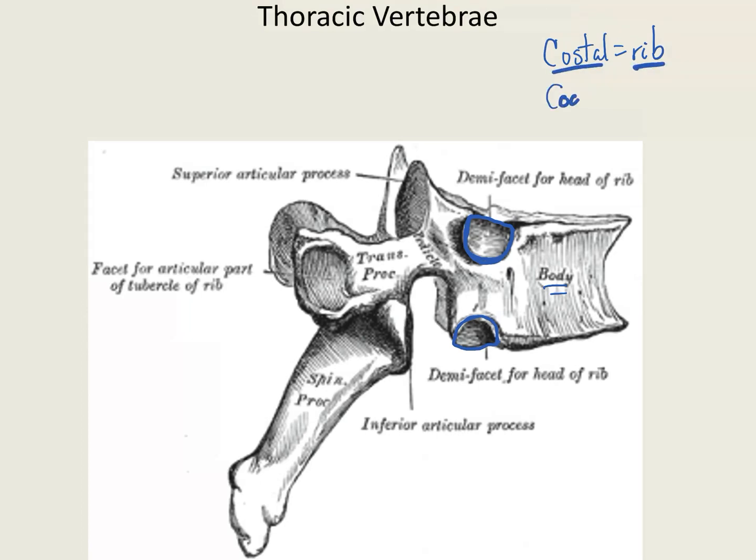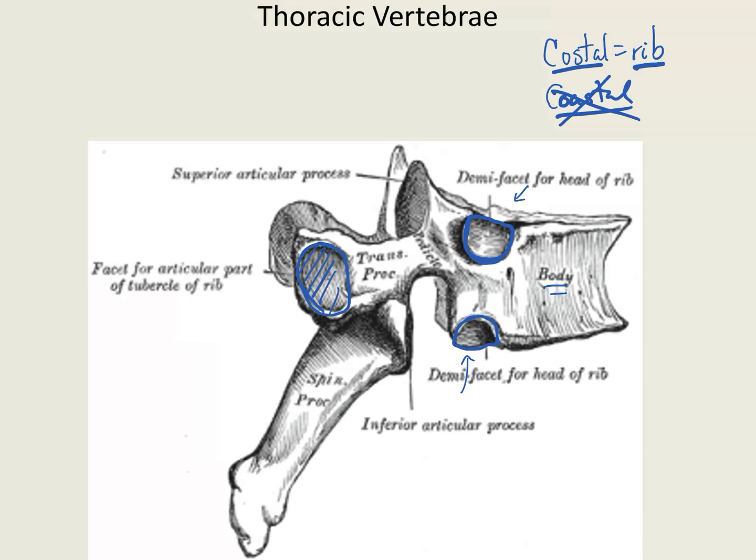Okay, sometimes people write coastal. That's not it. So this is your superior and inferior costal facet. Then we have a transverse costal facet. So here on the transverse process, we have another flat area for that rib to touch. Okay, so that's what makes the thoracic vertebra unique.